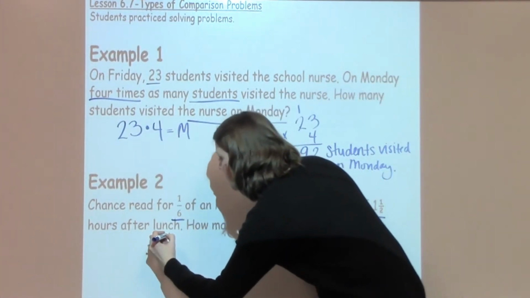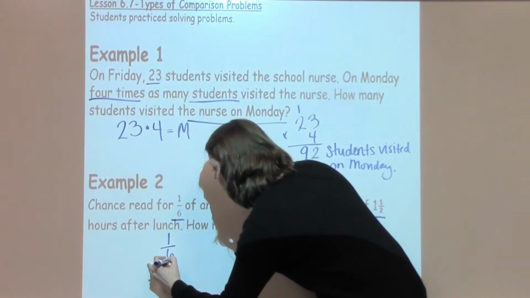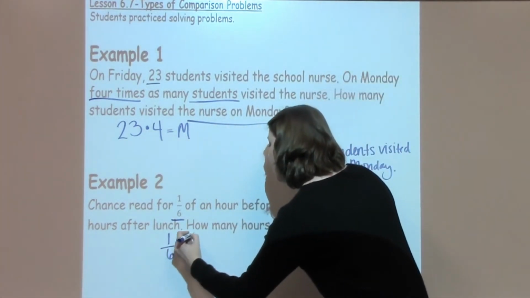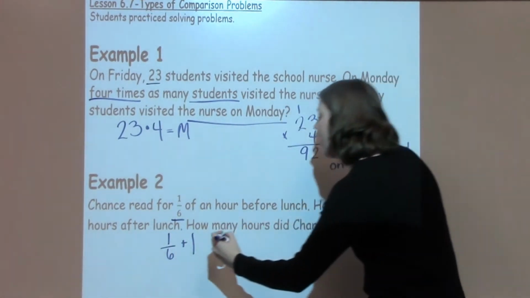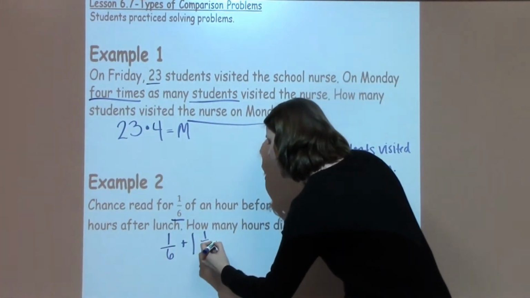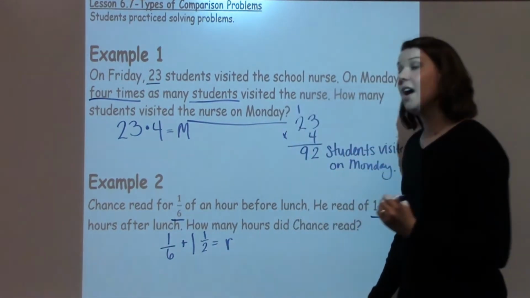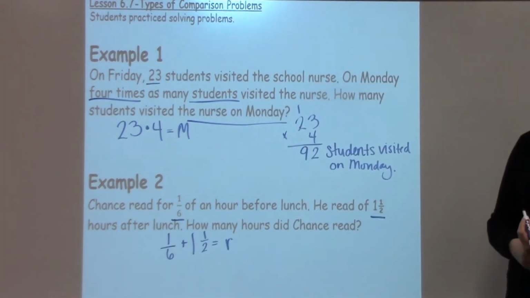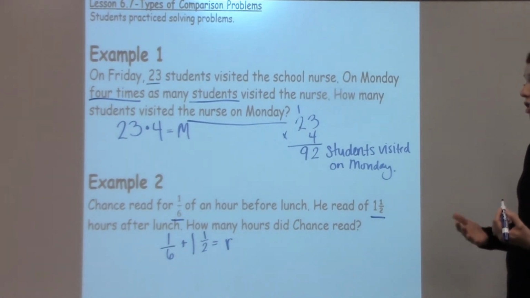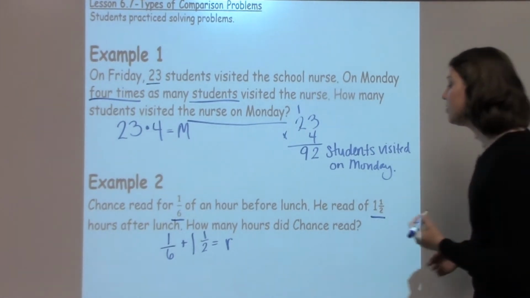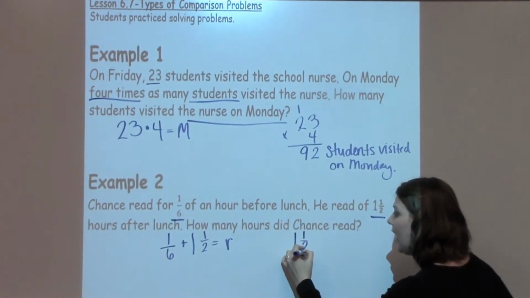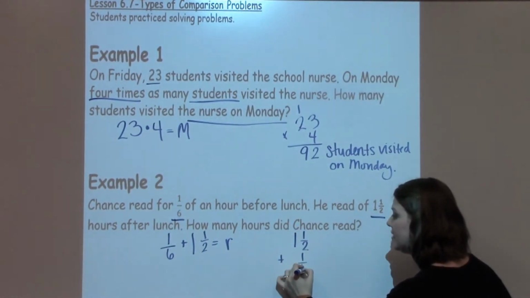When I look at this, this just becomes a simple addition fraction problem. I have 1/6 of an hour plus my 1 1/2 hours after lunch. That's going to give me R, which is how much he read. So now to solve this question, I just need to think about the rules for answering a fraction problem with unlike denominators. So I'm going to go ahead and rewrite these. I've got 1 1/2 plus 1/6.